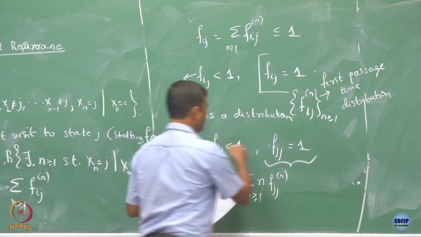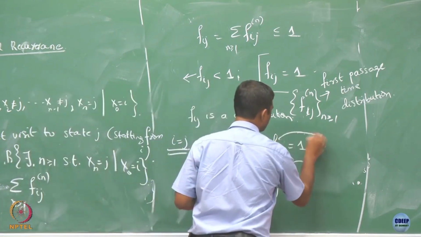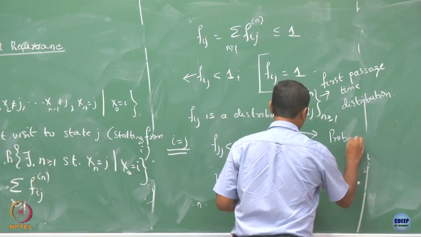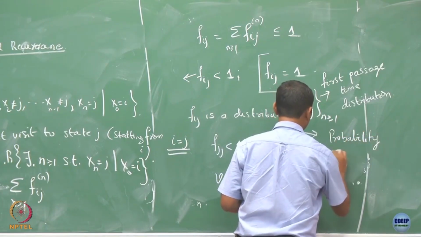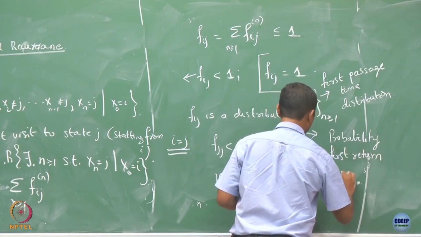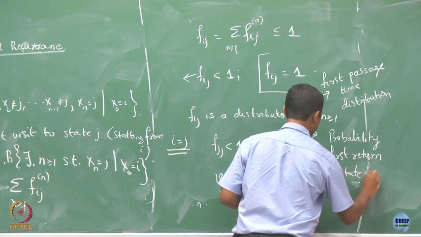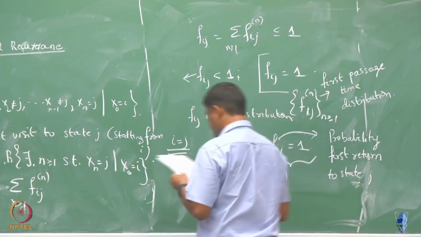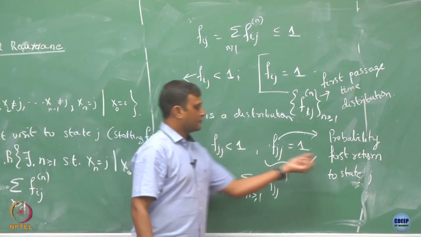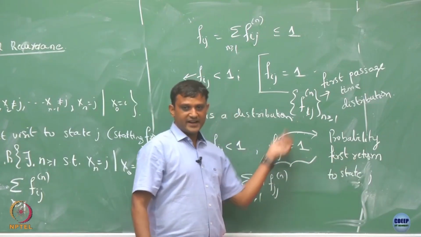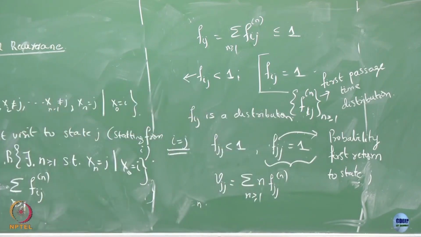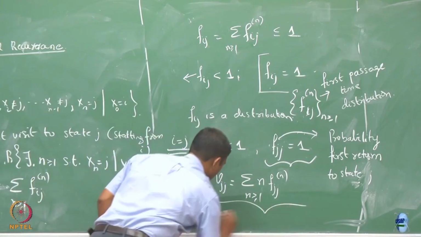So this Fjj I am going to call the probability of first return to state j. I am calling it return because, starting from state j, I am looking at coming back to it, or returning to that state j. And this is the mean return time.